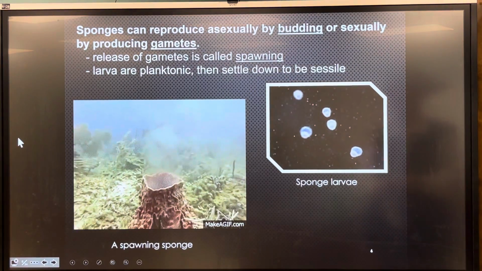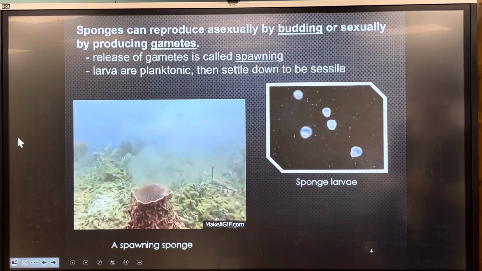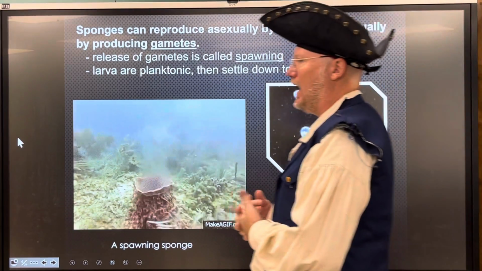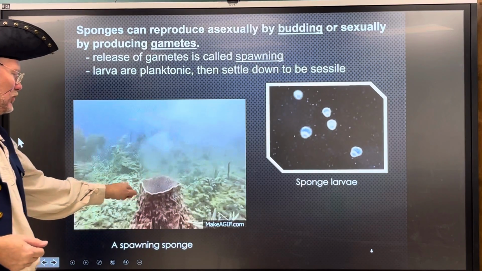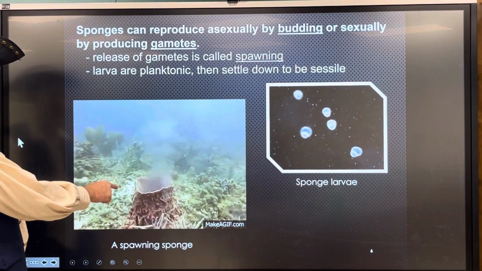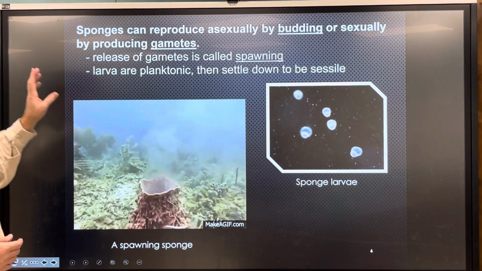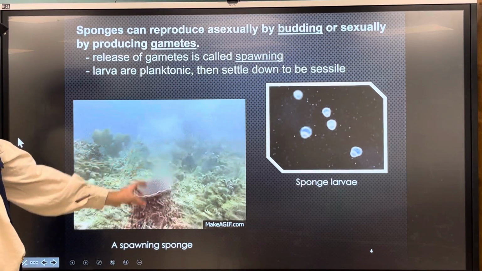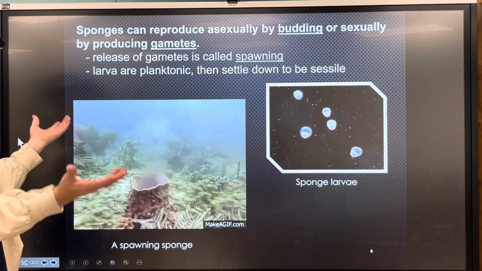Okay, sponges can reproduce asexually by budding or sexually by producing gametes. So you can break a piece of this sponge off and lay it over there, and it would grow a whole new sponge. That's called budding. Or they'll spawn, which is releasing sperm and egg, because they're animals.